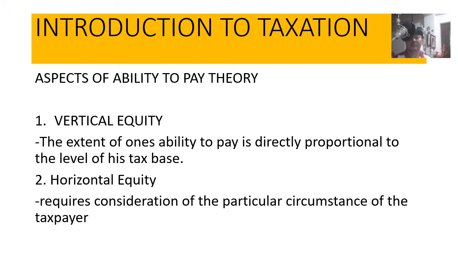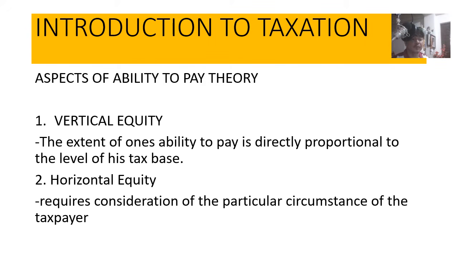Aspect of ability to pay theory. So, let's expand yung ability to pay. Merong dalawa daw yun, vertical equity at saka horizontal equity. So, yung vertical equity is the extent of one's ability to pay is directly proportional to the level of his tax base. So, for example, mas mataas yung income, mas mataas din yung rate. Yun ibig sabihin ng vertical equity.